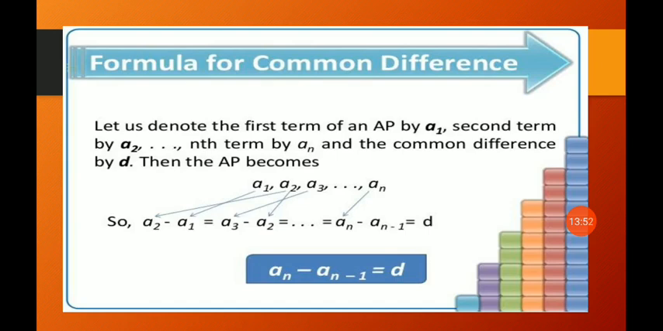But we have to remember that always the preceding term will be subtracted from the successive term, which means we have to subtract the preceding term from the successive term.